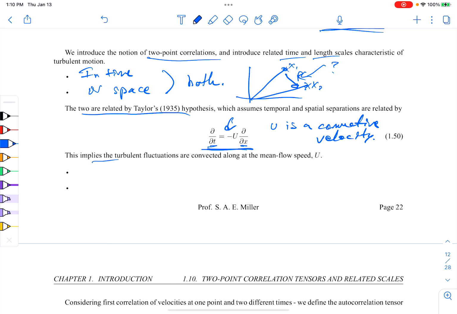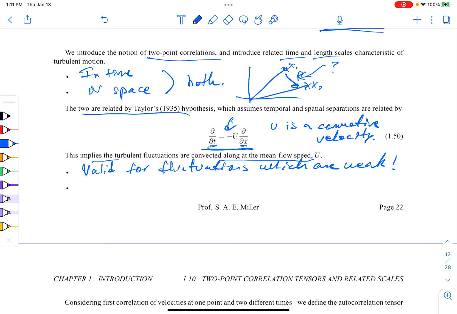And here I wrote the bottom line, what the equation means. It implies that the turbulent fluctuations are convecting at the speed of the mean flow. And it's a very, very good approximation for fluctuations which are weak. So if your turbulent fluctuations are on the order of 1% to 5%, in that range, this works really well. For highly intense turbulence, Taylor's hypothesis is unfortunately going to break down.